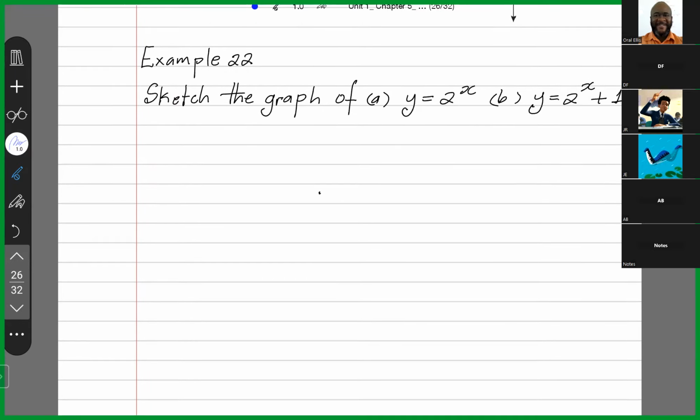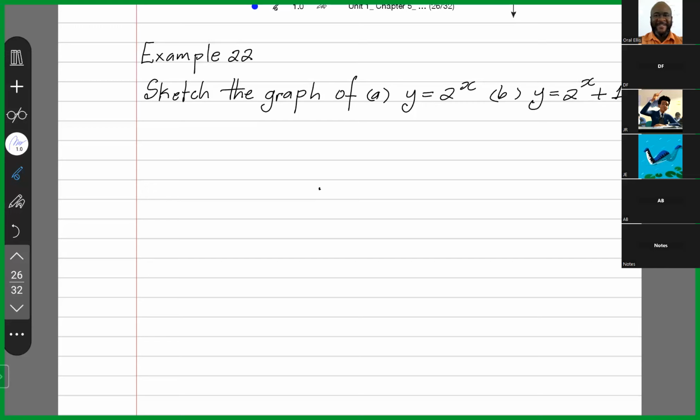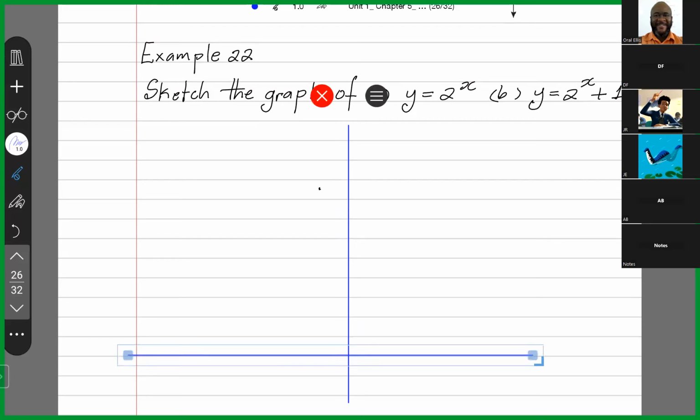All right, so next we want to sketch the graph of a. We're going to do it on the same graph sheet. First of all, we just discussed this graph, so we can make a general sketch of it. So I draw my axes. This is my y-axis, and my x-axis.